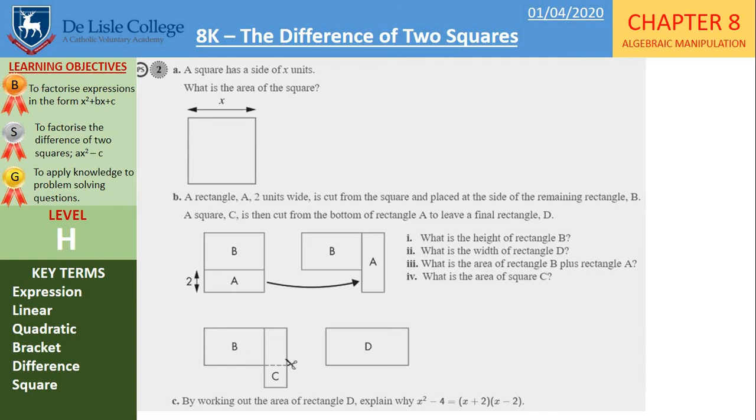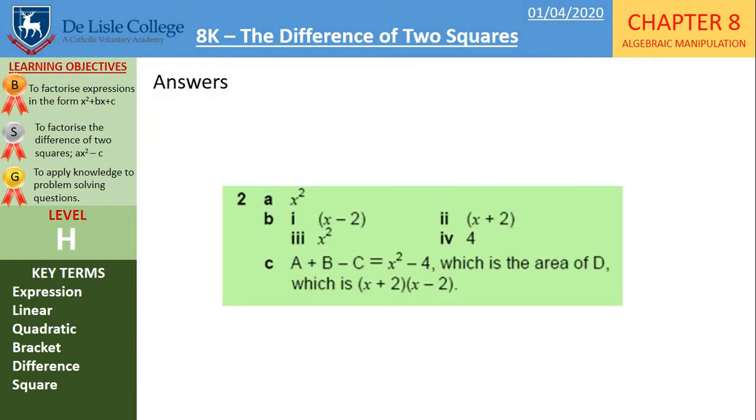Here's a problem-solving question for you to have a go at. Pause the video while you work through this. Okay, let's mark that question then.